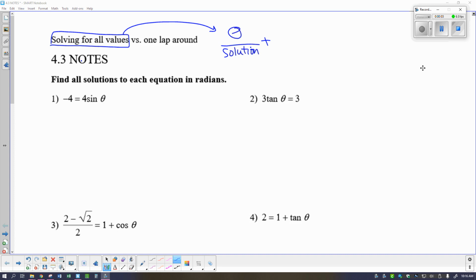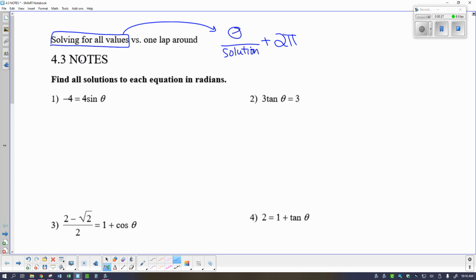All right, so for 3 notes, we have 2 different things that we have to do, solving for all values versus one lap. Well, what's the difference? Solving for all values, we would traditionally have our solution, but we want every single value that it possibly could be. So if we wanted to get back to that same spot, we could add 2 pi and we would get back to that same spot after completing a revolution around the circle.